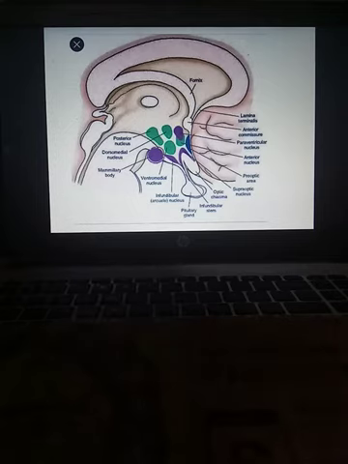The subdivisions of the hypothalamus first are three parts: the periventricular, intermediate and the lateral. Then the periventricular and the intermediate together comprise your medial zone, and you have the lateral zone.